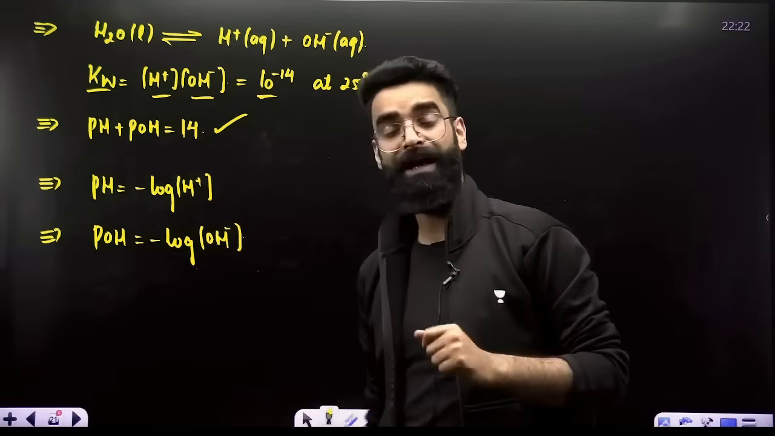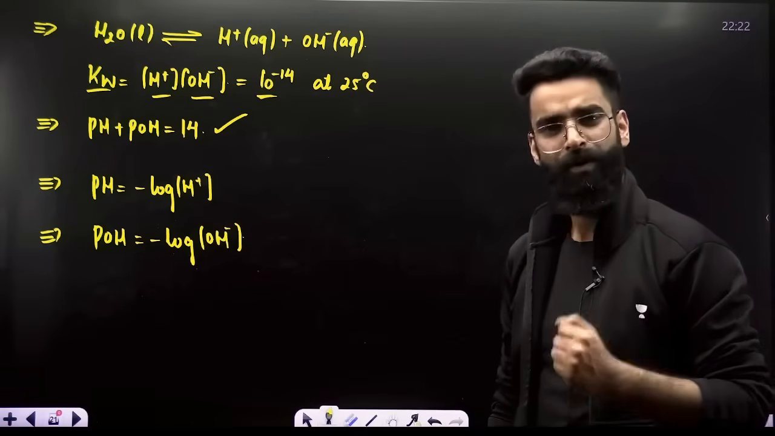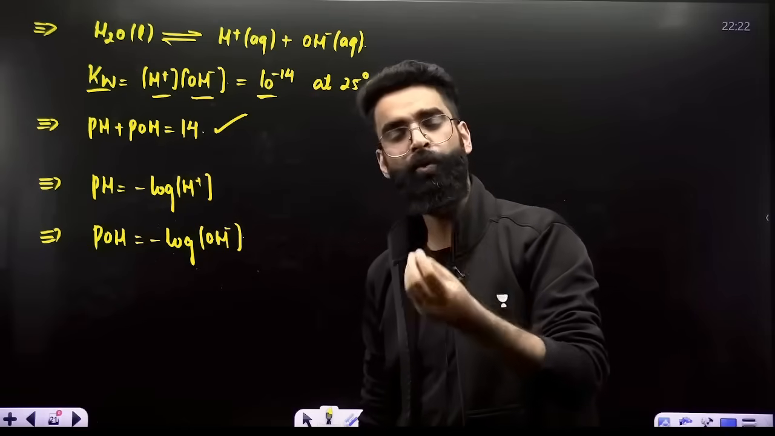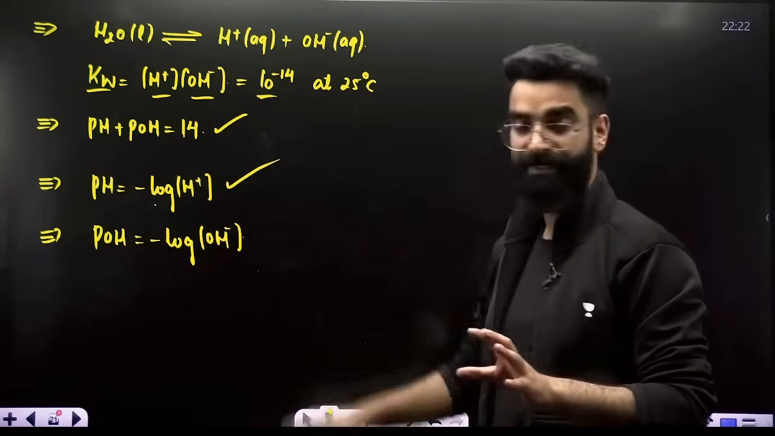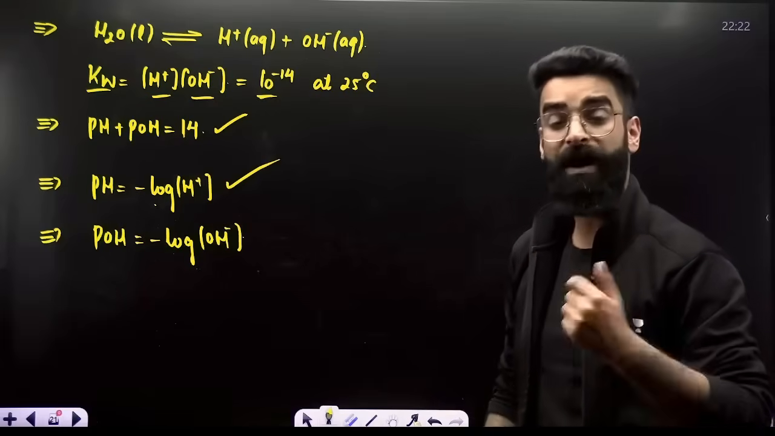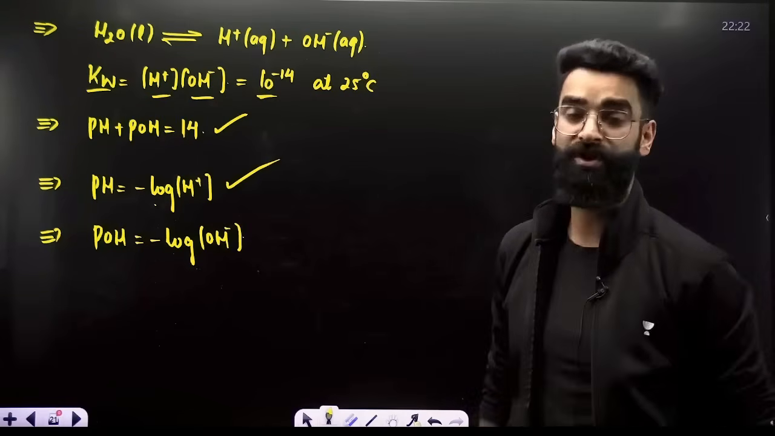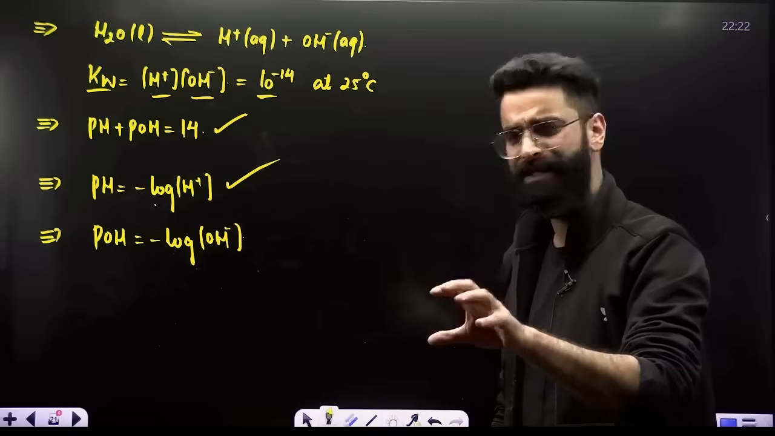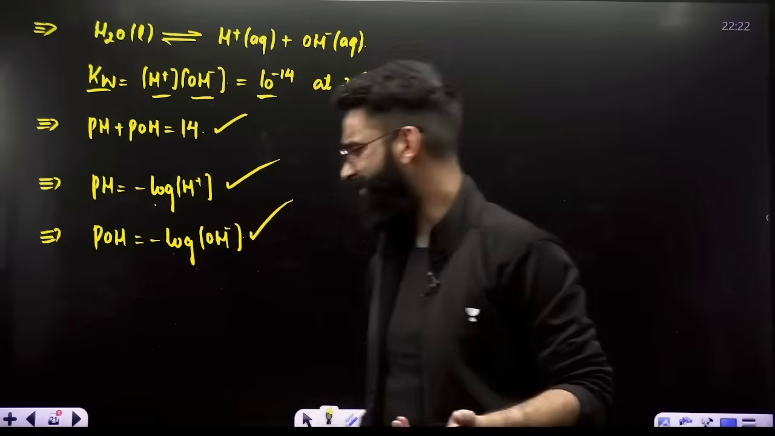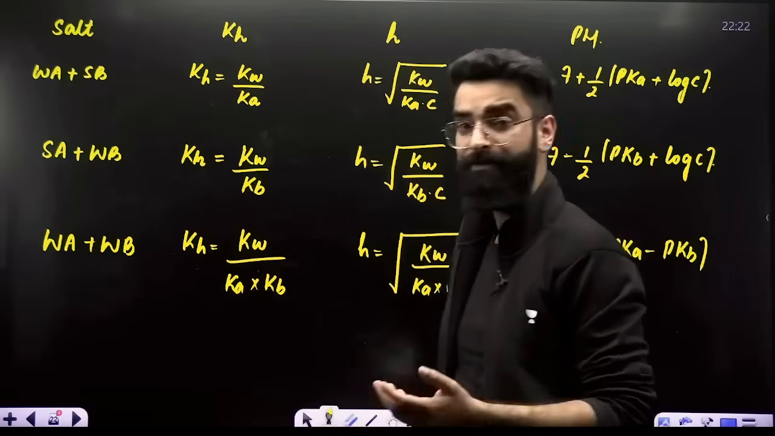Now, if you have to calculate the pH of any solution, what you need to do? You need to calculate the total H positive ion concentration in the solution and take minus log of that. You'll be getting the pH of that solution. If you're supposed to calculate the pOH of the solution, what are you supposed to calculate? Get the OH negative concentration of the solution, take minus log of that, and get the pOH. That's all, right?